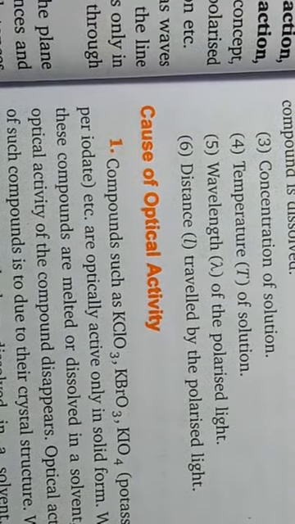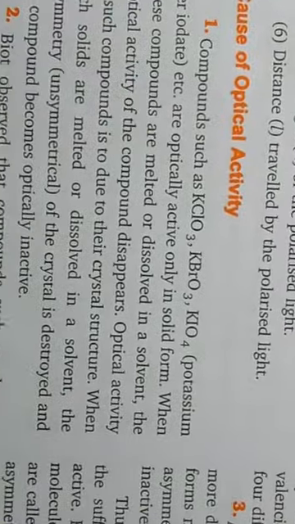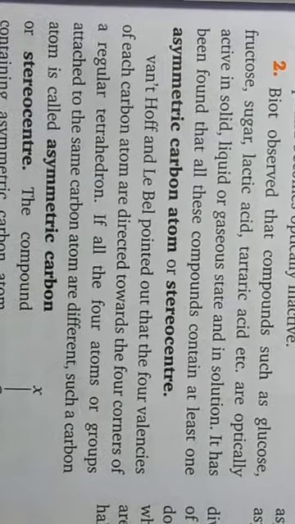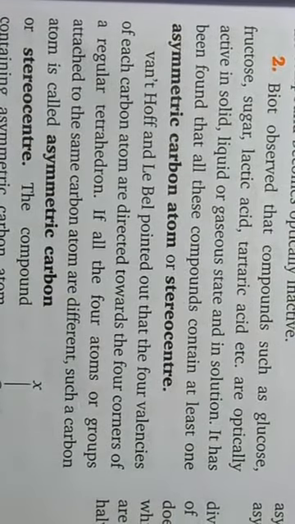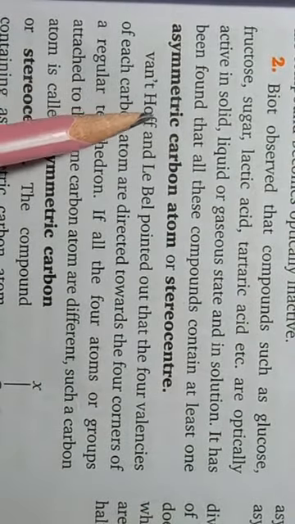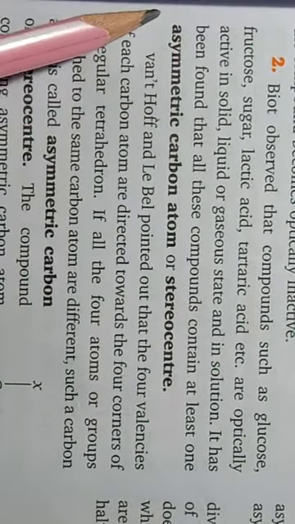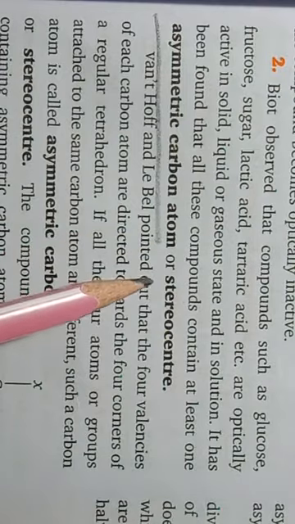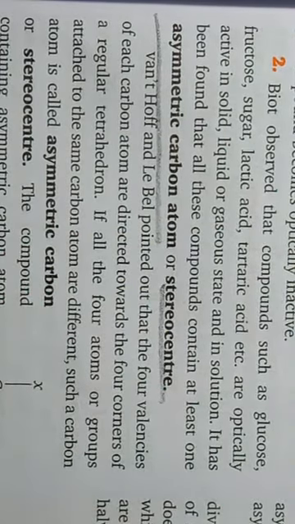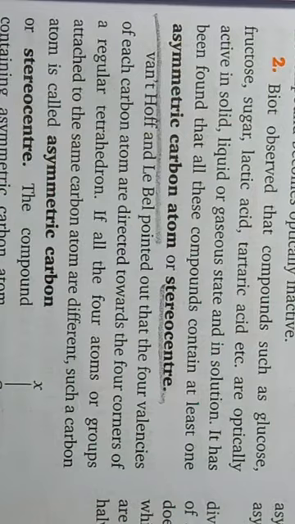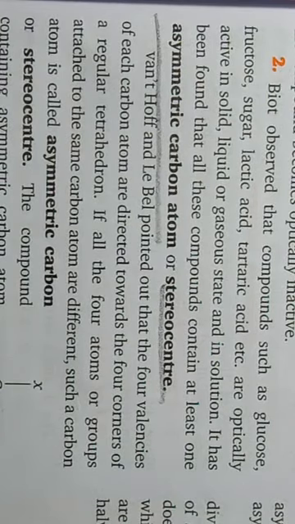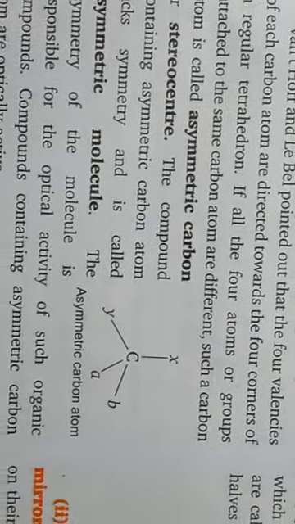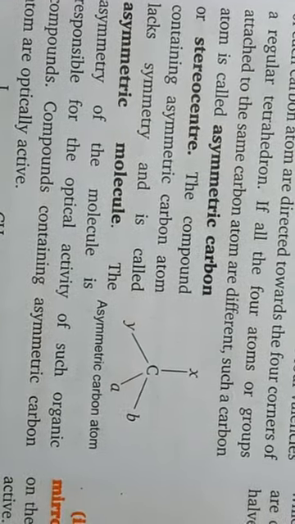The next heading is cause of optical activity. For organic compounds, the compound should have an asymmetric carbon atom or stereocenter. Such compounds which are having an asymmetric carbon atom or stereocenter will be optically active. Now, what is the meaning of asymmetric carbon atom or stereocenter?